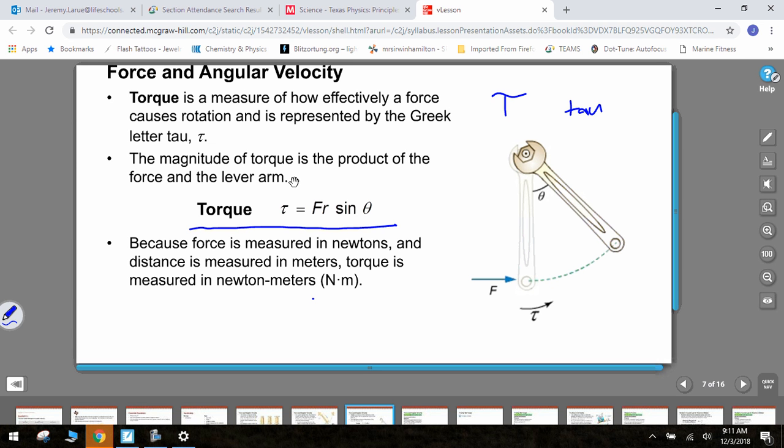Because force is measured in newtons and the distance is measured in meters, torque is measured in Newton meters. Very simple.